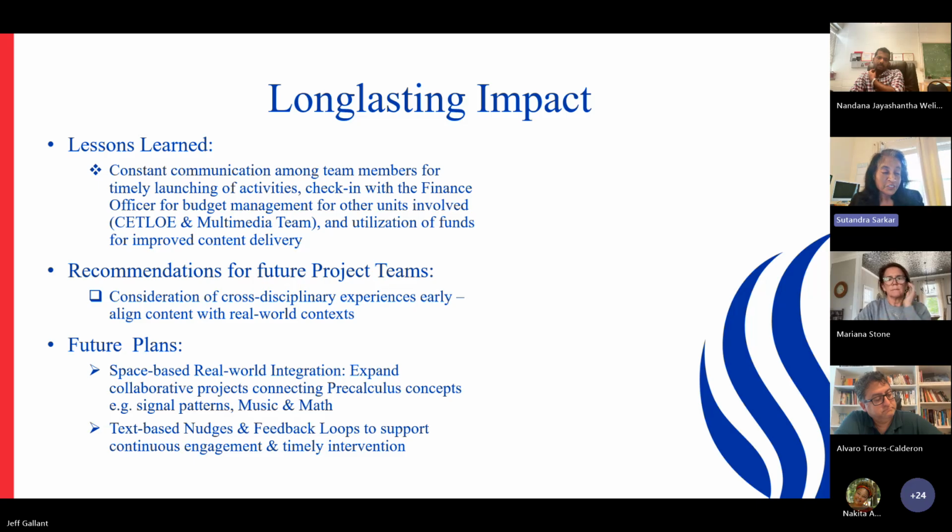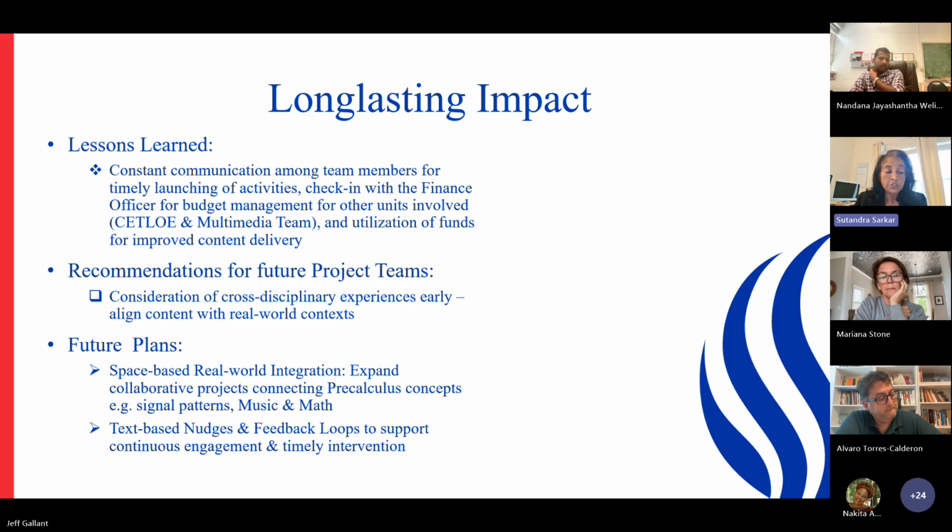We do have just a few recommendations for our future project teams that they may want to consider: the cross-disciplinary experiences in the early programs. So aligning the content with real-world context, especially space-based content, sometimes generates a lot of interest. So that's exactly what we would like to work into our project expansion.